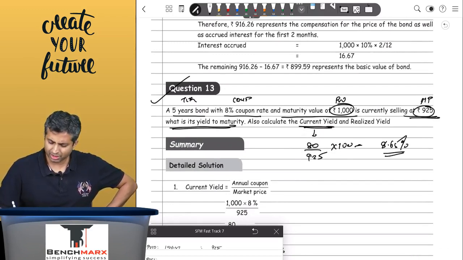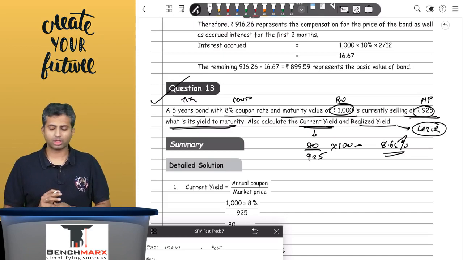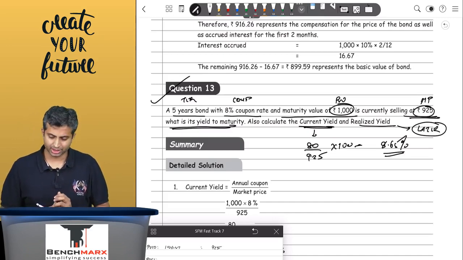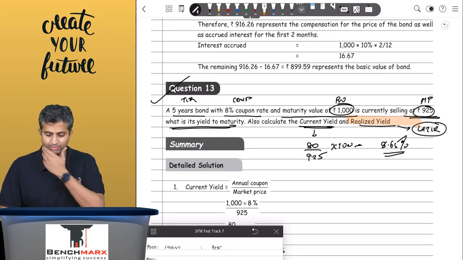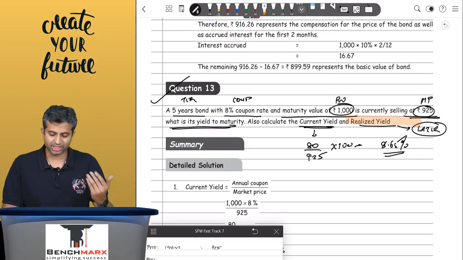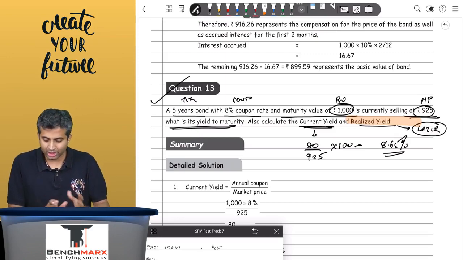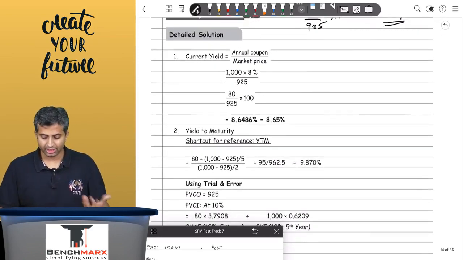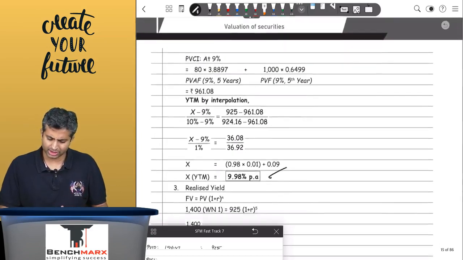8.65%. So realized yield, we will do this later once you understand the logs. For the time being, we'll keep aside realized yield. Otherwise realized yield has never come in the exam in the past, so it's not as important. But first you need to get clarity over your regular questions.